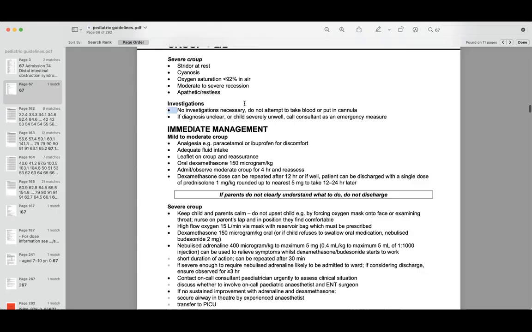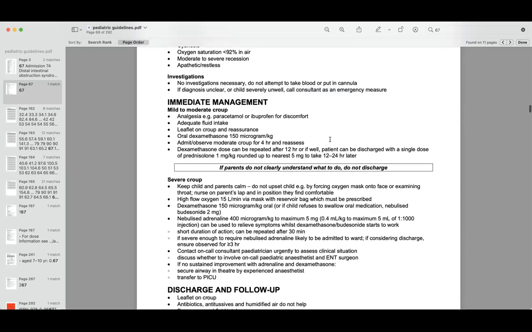This is a very important point. No IV cannulation, no investigations necessary. Do not attempt to take blood or put a cannula. And if the diagnosis is unclear or the child is severely unwell, call the consultant immediately.